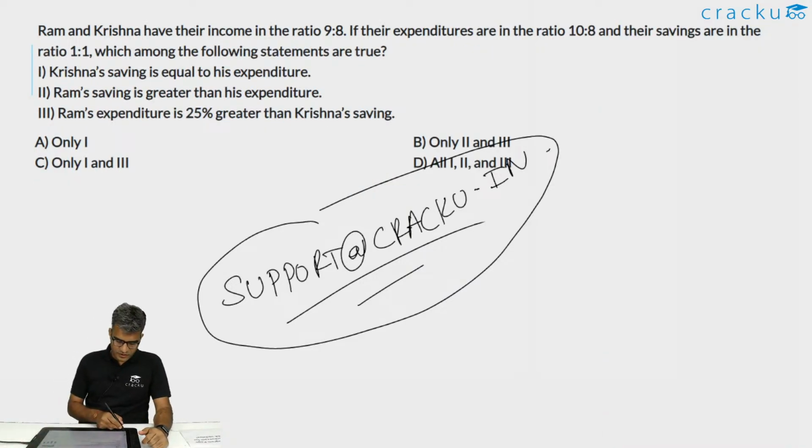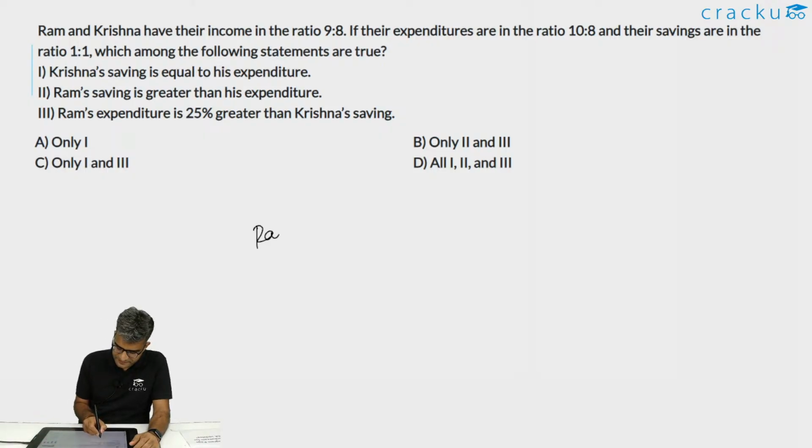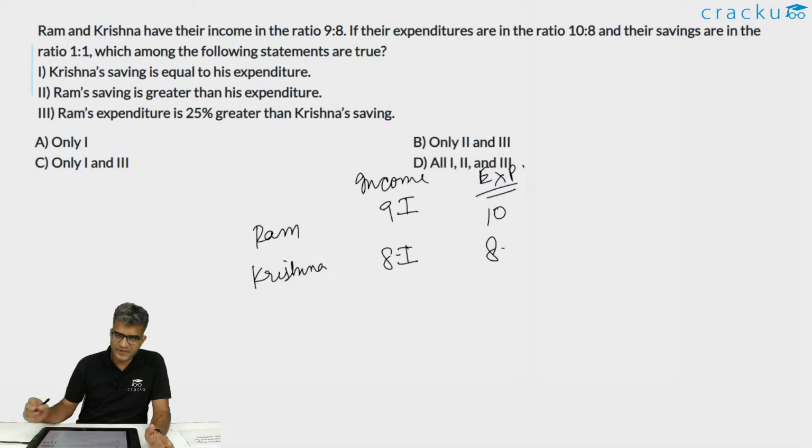In this question, we are told that Ram and Krishna have their income in the ratio of 9:8. So we have Ram and we have Krishna. Their income is in the ratio of 9:8, and their expenditure is in the ratio of 10:8. So let us assume that their incomes are 9i and 8i and their expenditures are 10e and 8e.